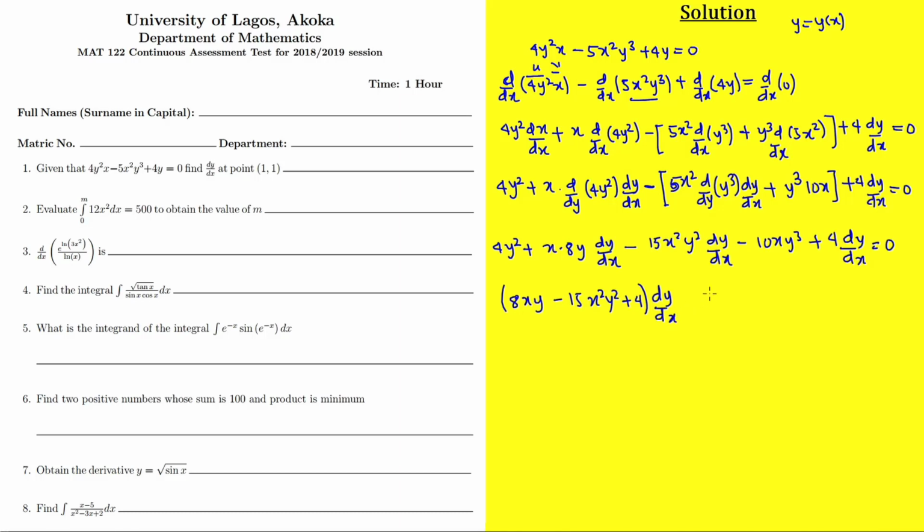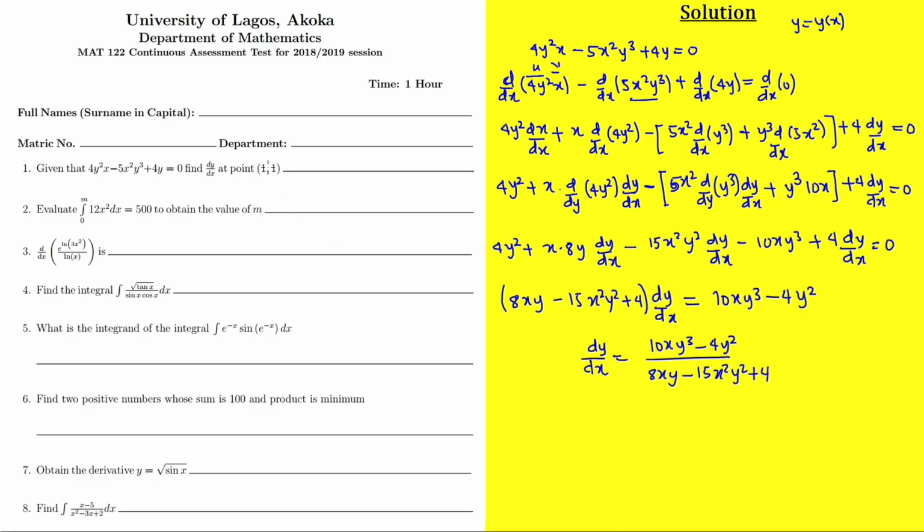To be equal to, now if I bring all the terms that don't contain dy/dx to the right hand side of the equation, I'm going to have 10xy cubed, then bringing this to the other side, minus 4y squared. So I can write my dy/dx to be equal to 10xy cubed minus 4y squared, all divided by 8xy minus 15x squared y squared plus 4.